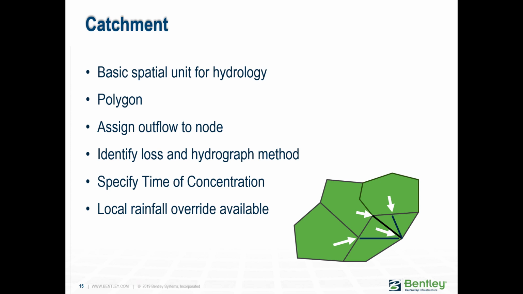Each catchment has an outflow element that needs to be a node like a manhole or a catch basin. In this element, you need to identify the loss and the hydrograph methods and specify the time of concentration. And if needed, you can define a local rainfall for your catchment, or if not, you'll be using the global rainfall event.